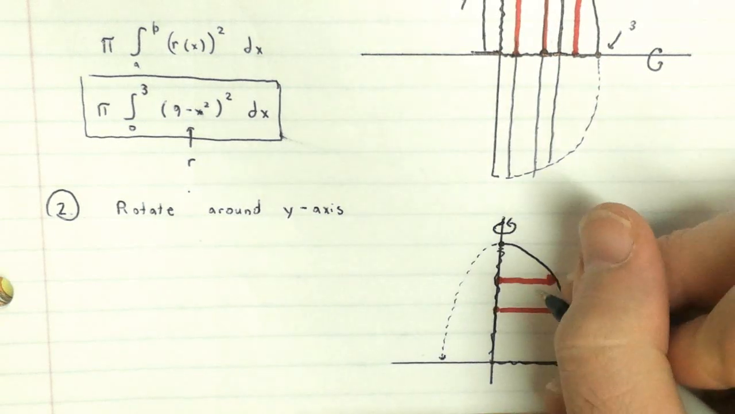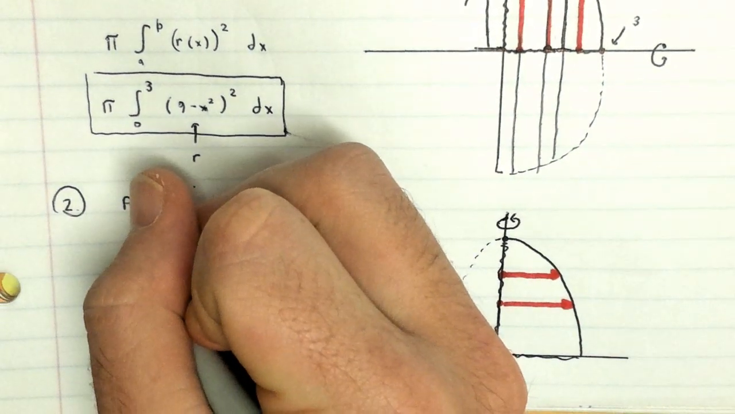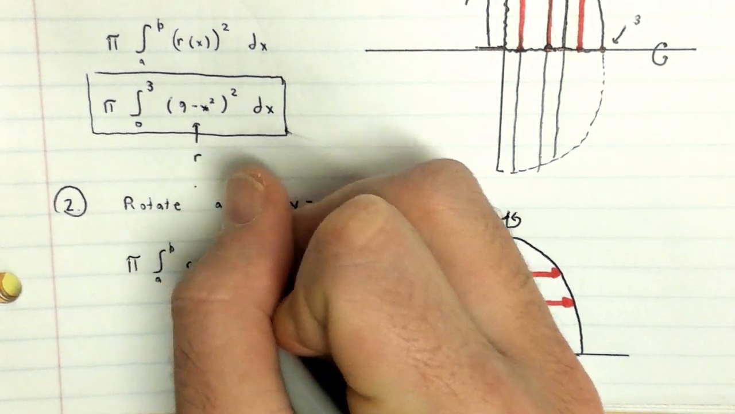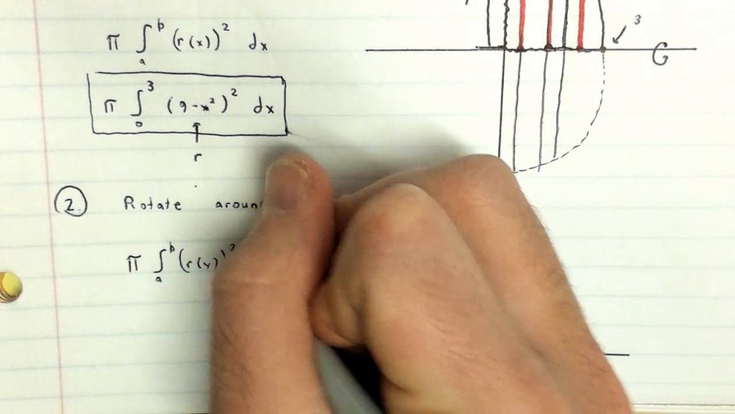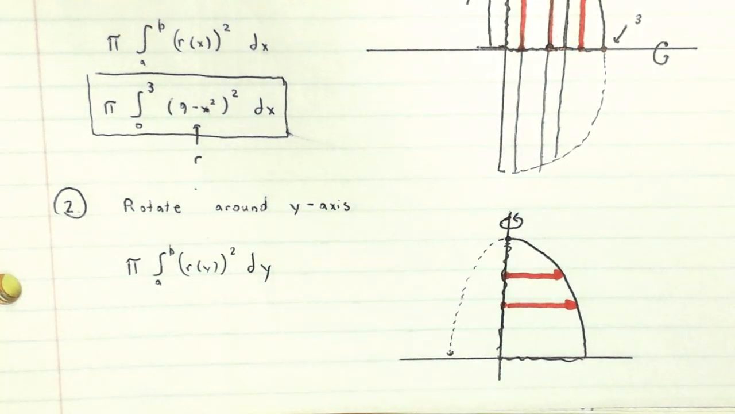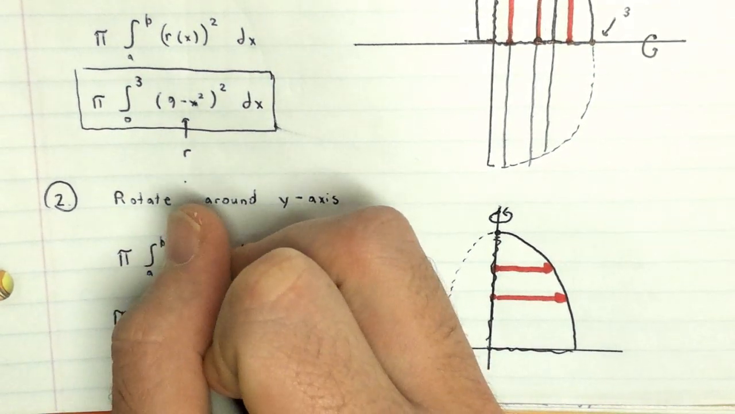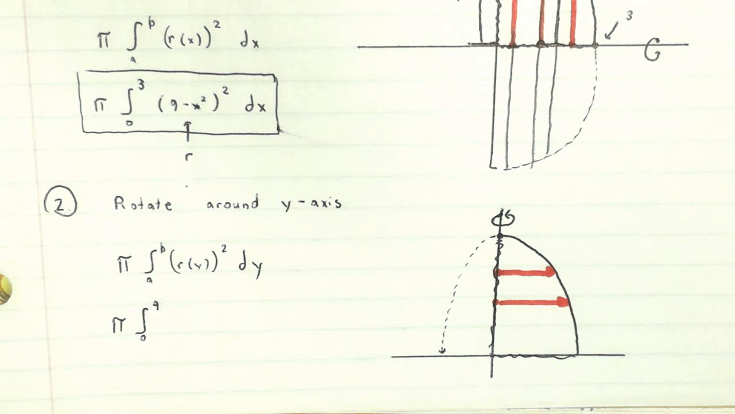All right, I need to figure out, well, first off, let's start with our bounds. This is pi, the integral from a to b of r of y squared dy, because I'm dealing in terms of y. I'm perpendicular to the y-axis. What is the starting y value? Zero. What is the ending y value? Nine. So pi, 0 to 9. All I have to figure out is the radius, that distance, in terms of y.